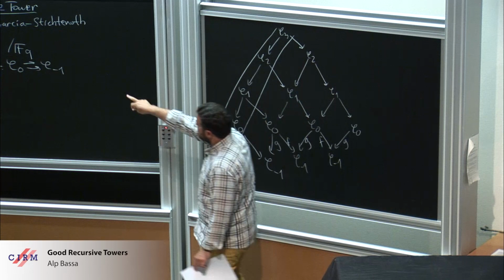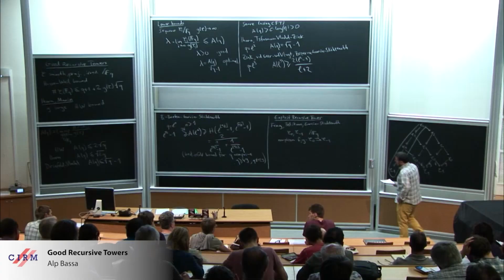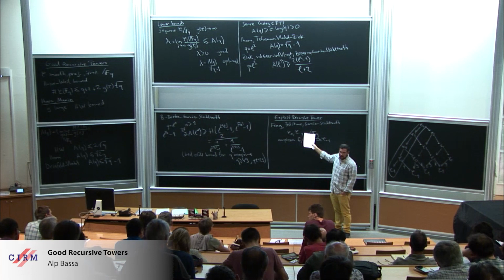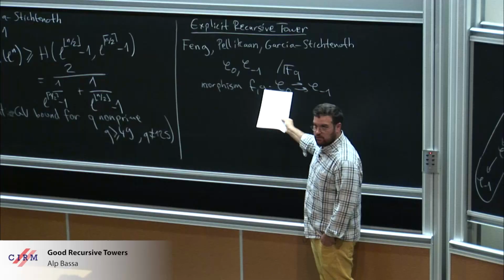But then the question is, as I said, in most cases, C0 and C-1 are taken to be just a projective line, but you could take something more complicated if you want. But then the question is what to choose as maps over here that you want to use to iterate.